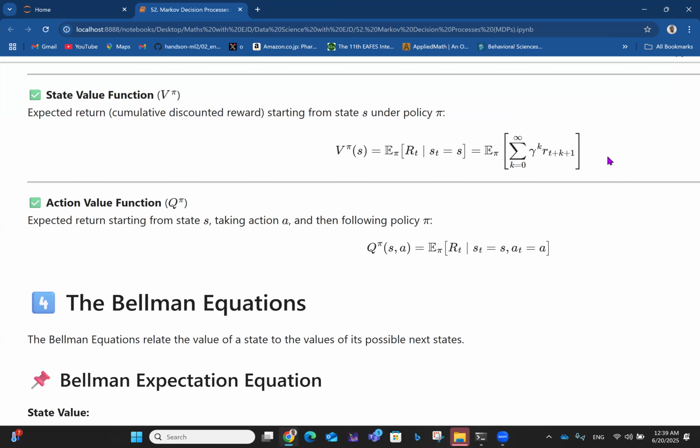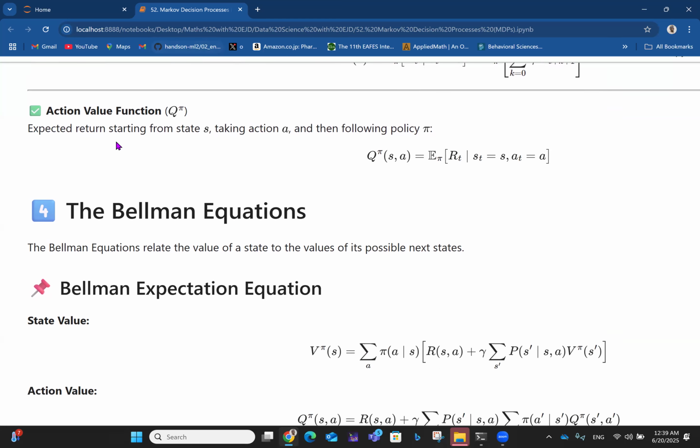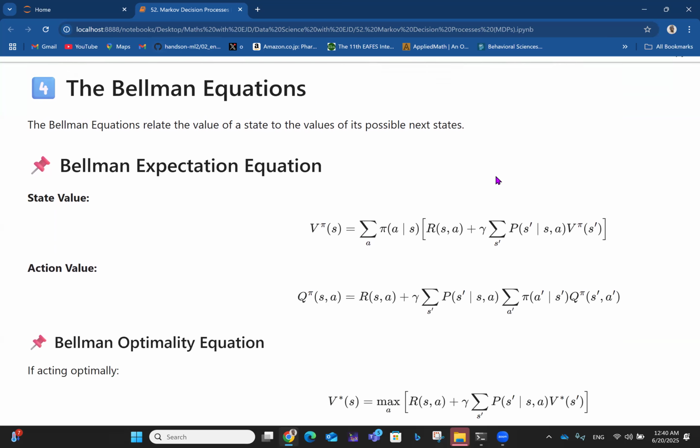Then we have the action value function, that's q raised to power pi. That's the expected return starting from state S, taking action A, and then following policy pi. So that's q pi of S comma A. Just like we said, the expected return starting from state S, taking action A.